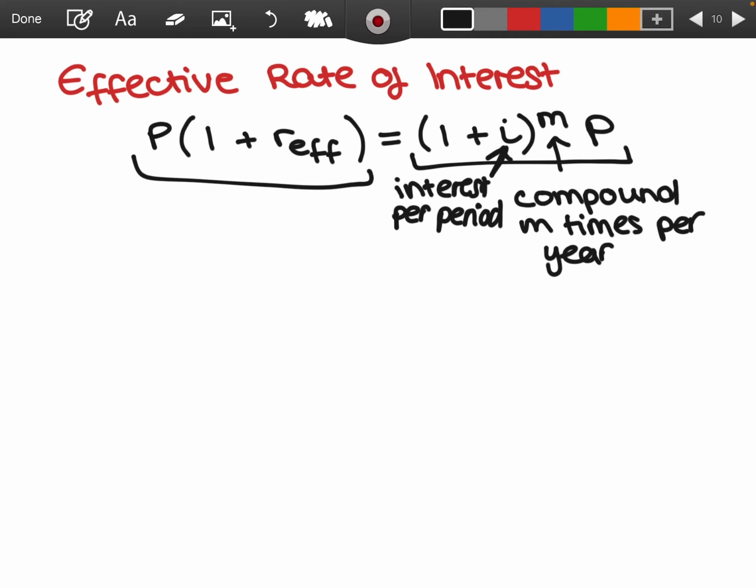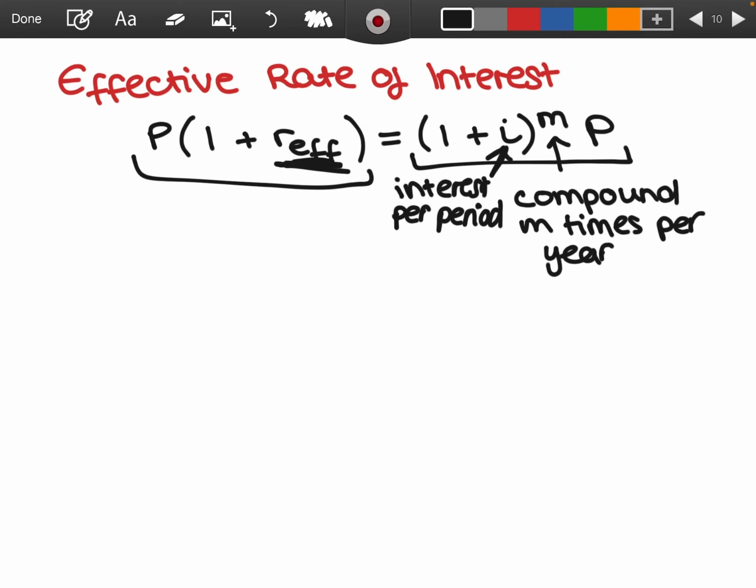On the left-hand side, I have my formula for simple interest. Remember what I'm trying to do here. I'm trying to phrase my compound interest rate as a simple interest rate. So I'm setting the two equal to one another, so then I can find what that simple interest rate is for my compound interest rate. So I'm trying to solve for this effective rate here.